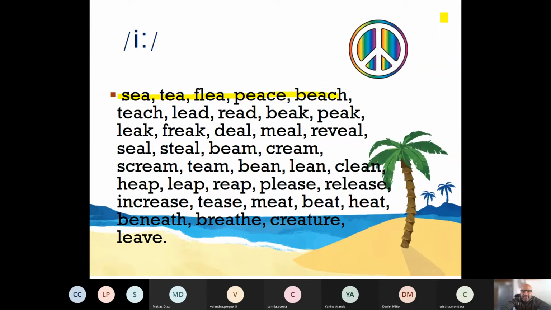Flea, peace, beach, teach, lead, read, big, peak, leak, freak, deal, meal, reveal, seal, steal, beam, cream, scream, team, lean, clean, heap, leap, reap, please, release, increase, tease, meet, beat, heat, beneath, breathe, creature, live. The last one is leave.